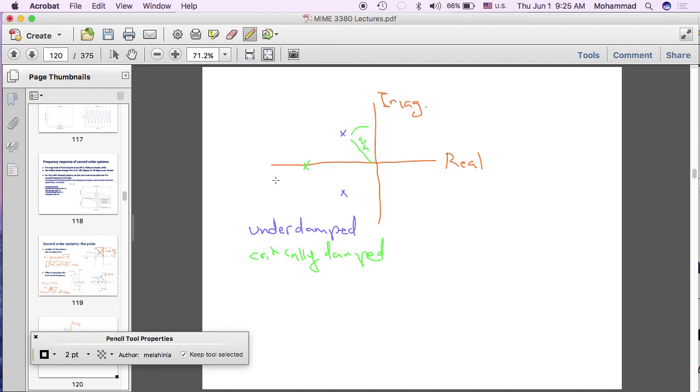So if you had another pair, this and that, and one was here and the other one was there. Again, this is also a second order system. Two poles, both real, but by now you know it's an overdamped system. So the difference between critically damped and overdamped is they both have two negative and real parts. But for the critically damped, they're on top of each other. For overdamped, they're separated from each other.